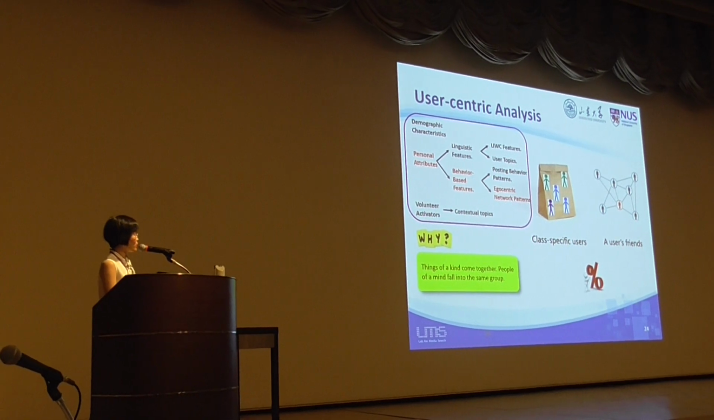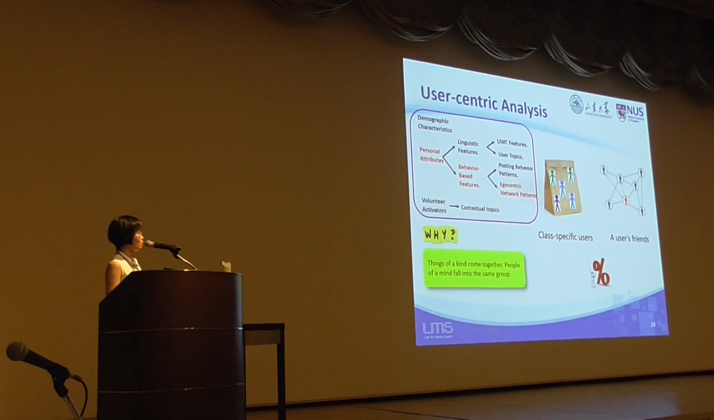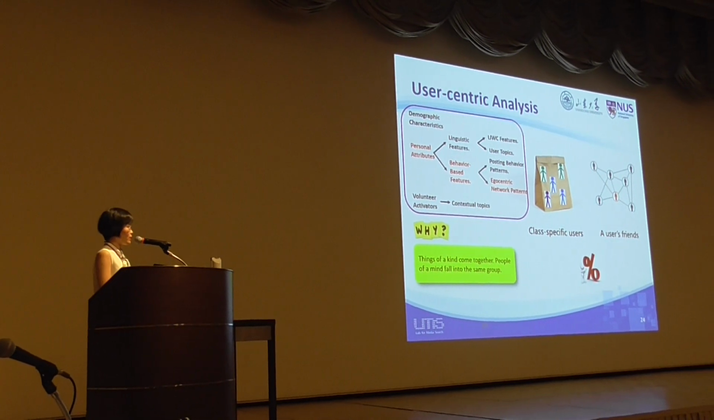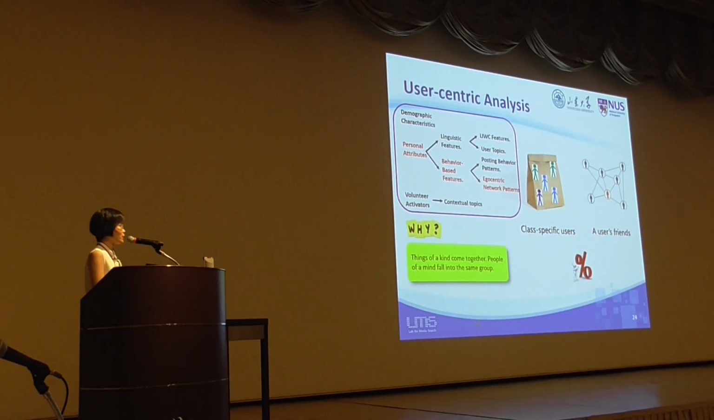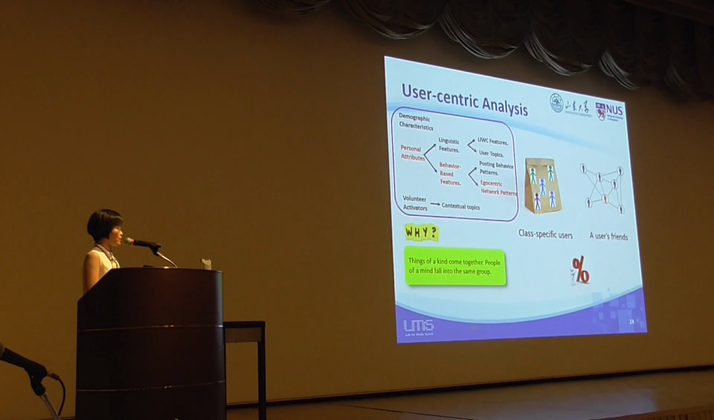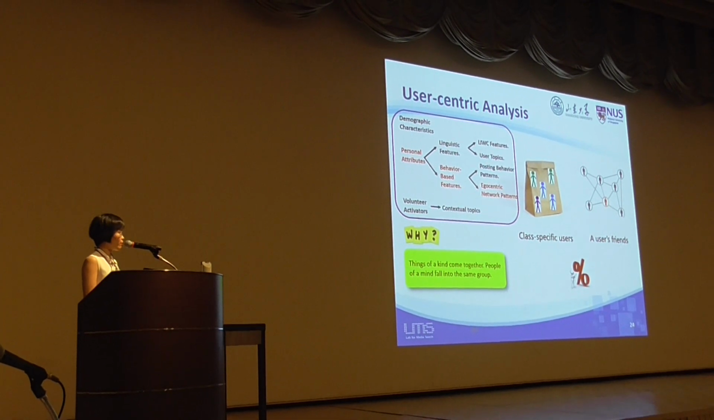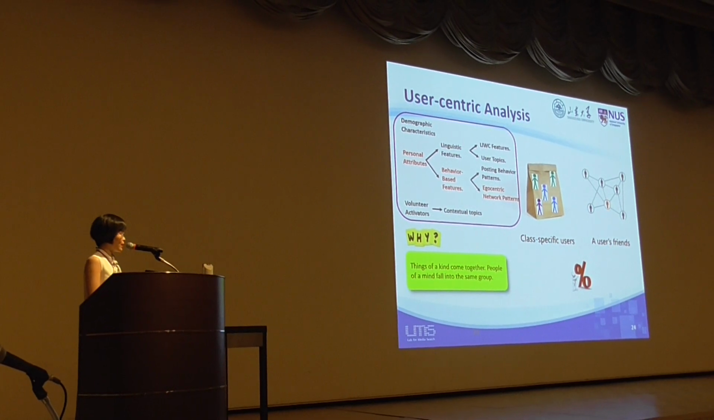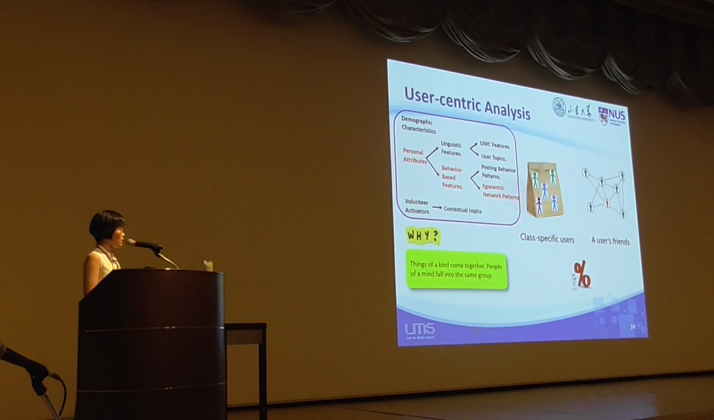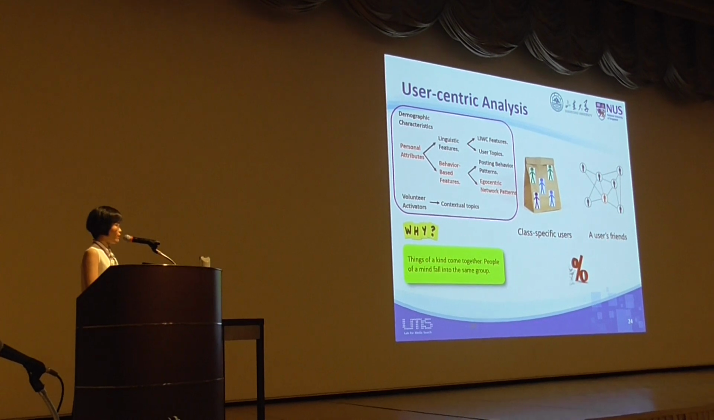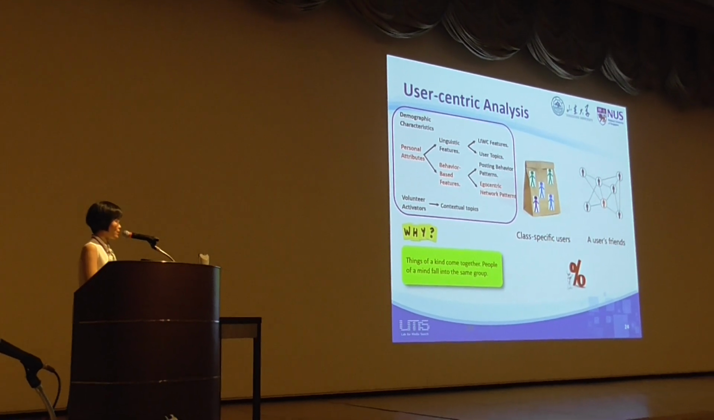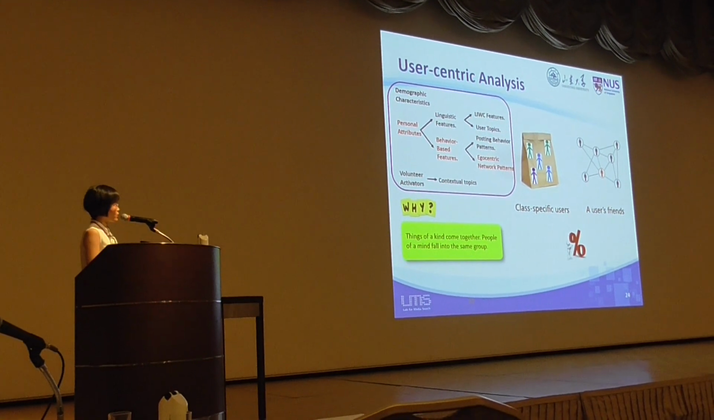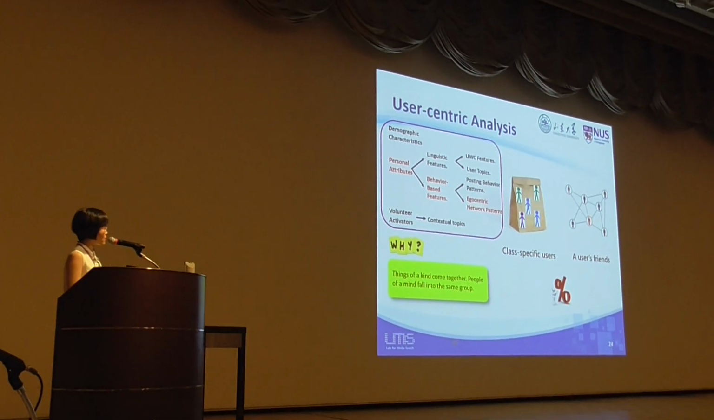The last one is the egocentric network pattern, because we believe that volunteers who belong to the same class should tend to connect to a set of class-specific users. So first we construct a set of class-specific users, and then we measure the percentage of a user's friends belonging to the set of class-specific users as their egocentric network pattern.